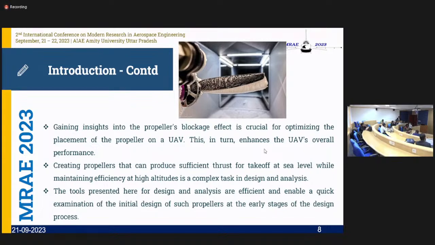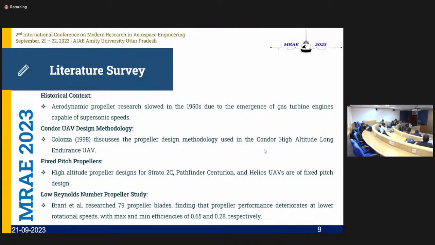So the tools presented here for design and analysis are efficient, and enable a quick examination of the initial design of such propellers at the early stages of the design process. So moving to the literature survey.